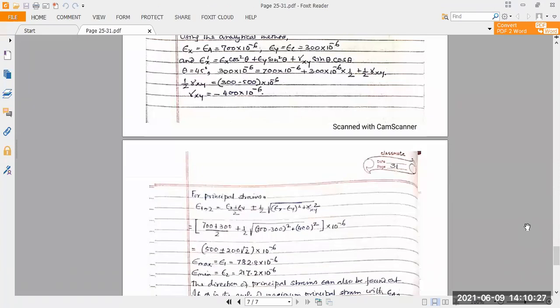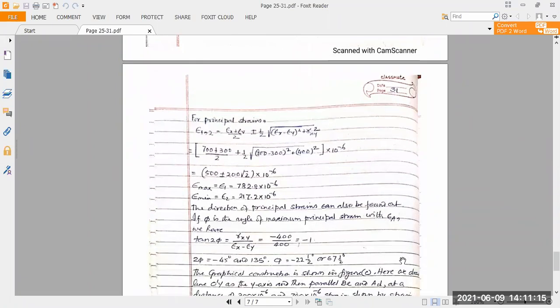So thus we can calculate epsilon 1 and epsilon 2, because we know what is epsilon x, what is epsilon y, and what is gamma xy. We put all of the respective values and take 10 to the power minus 6 out of it, put all their values in square, and after solving it will become 500 plus minus 200 into square root of 2 into 10 to the power minus 6. Epsilon max and epsilon min, which become epsilon 1 and epsilon 2: epsilon 1 will be this portion plus this portion, epsilon 2 will be this portion minus this portion. So this is the epsilon 1 and epsilon 2.